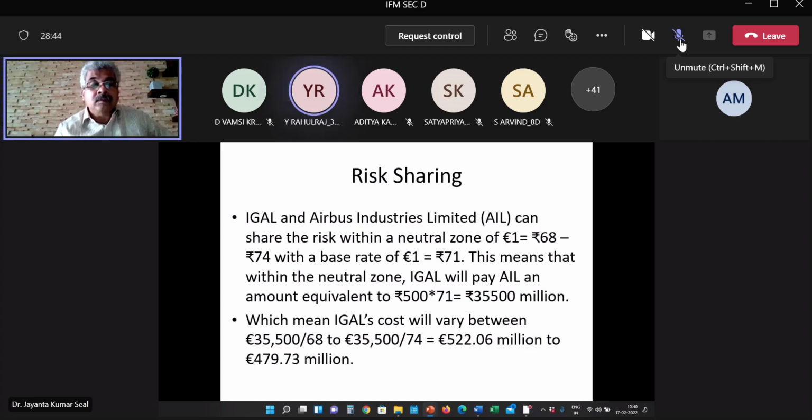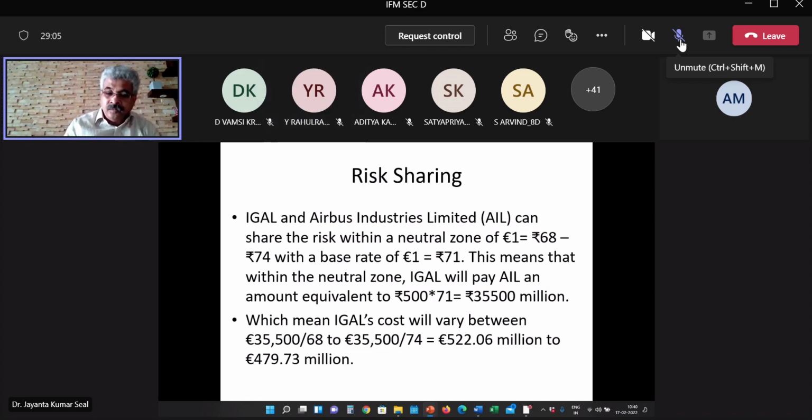Yeah. So if it crosses that range in the negotiation, what would happen, sir, if it is out of the range? Crossing beyond 68 and 74, that I have not told you. I will. But up to this, any question?